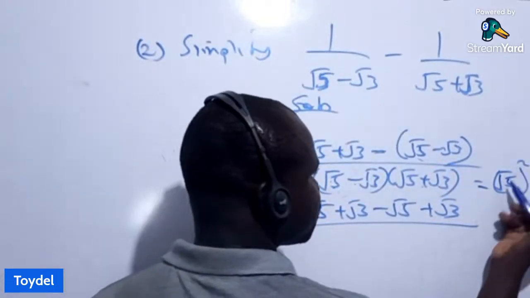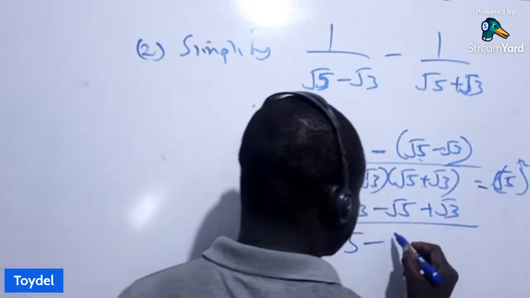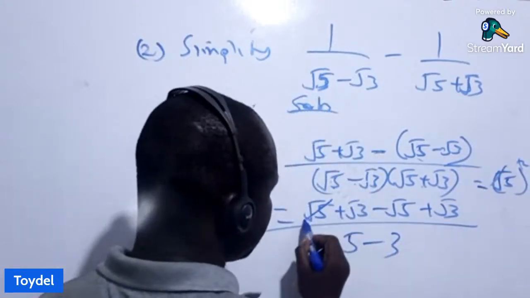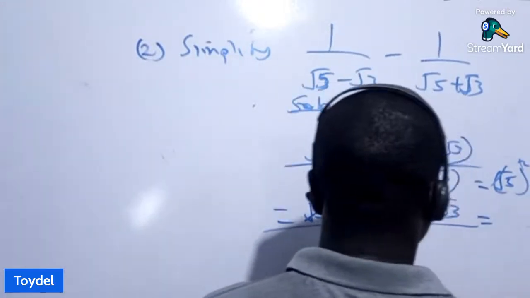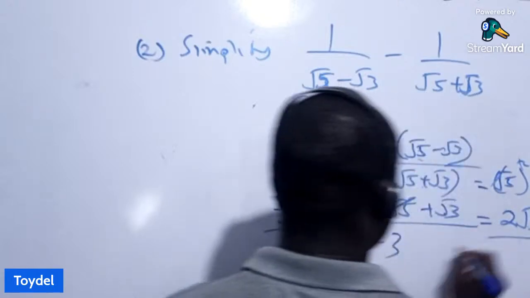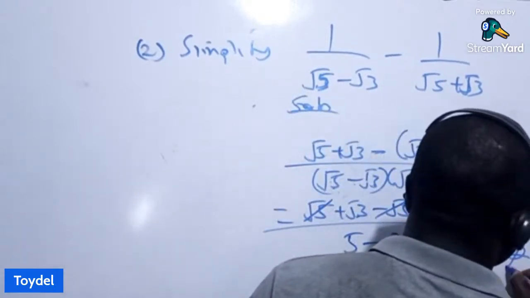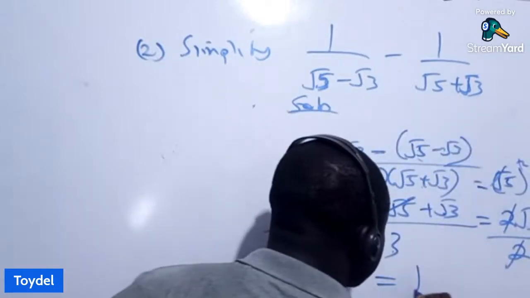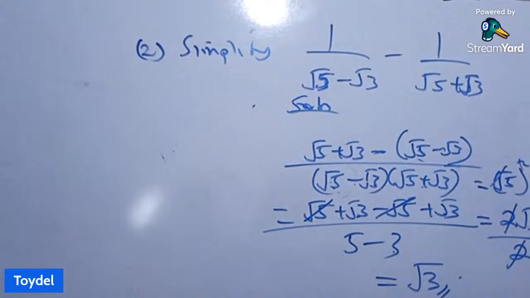So square root of 5 all squared, the square cancels the square root, we have 5, minus this, we cancel this, minus 3. Then at the numerator, minus square root of 5 can take square root of 5, that is minus square root of 5. Then here I'm going to have square root of 3 plus square root of 3. That is 2 square root of 3 all over 5 minus 3 is 2. So that will be 2. Then 2 will cancel 2. At the end of the day, the answer is square root of 3. So that answer will be square root of 3.